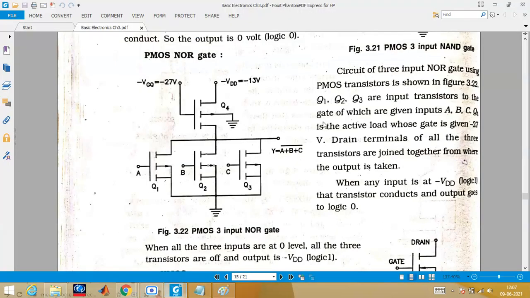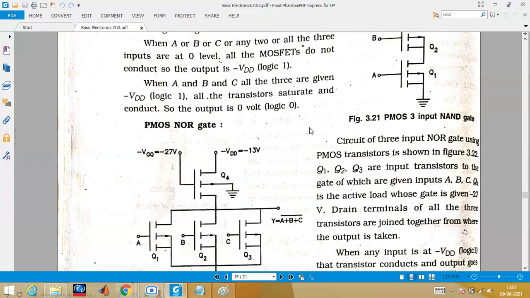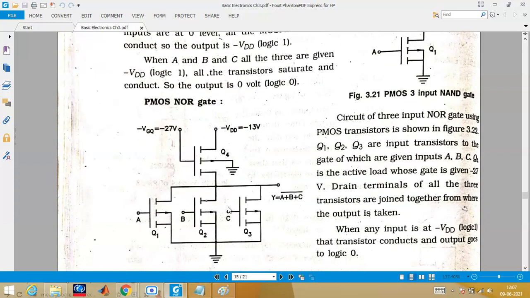As I told you, here you have connected in series. ये याद रखिएगा, नॉर में आपको पैरेलल में करना है. इफ इट इज ए PMOS, ठीक है, NMOS we will be seeing in the tomorrow's class. We will finish NMOS and CMOS. In today's class we will finish till PMOS. Okay, so just try to understand. See, it is same. आप जो सीरीज में कनेक्ट कर रहे थे, पैरेलल में कनेक्ट करोगे.